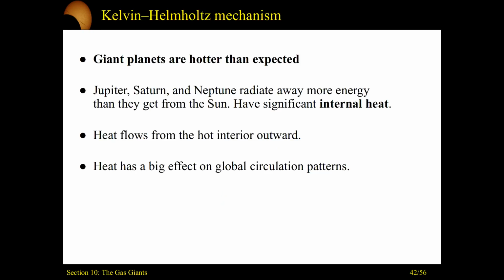One interesting feature of the giant planets is that they're actually hotter than expected. This is predominantly true for Jupiter, Saturn, and Neptune. Uranus doesn't quite follow this pattern. But for these three planets, we'll notice that they have a significant amount of internal heat. They are hotter sources than what we'd predict. Now, a consequence of this is that the heat is going to flow outwards, powering and driving the storms.